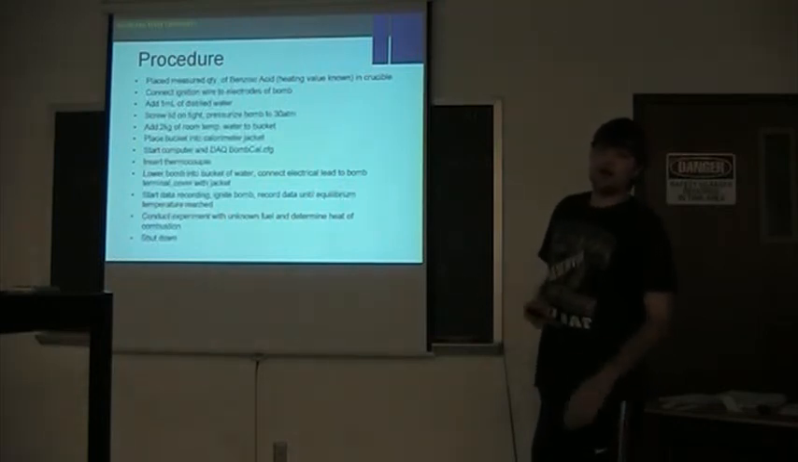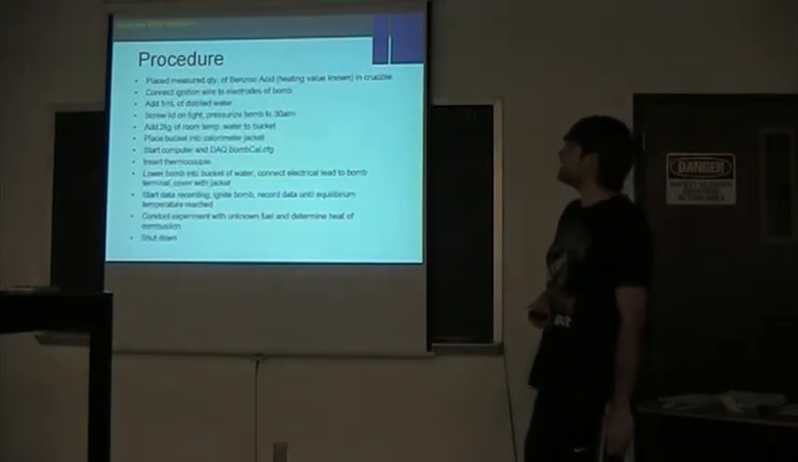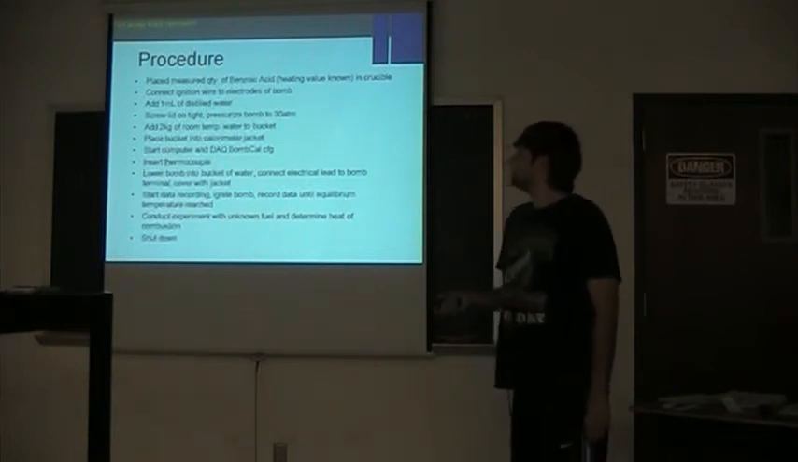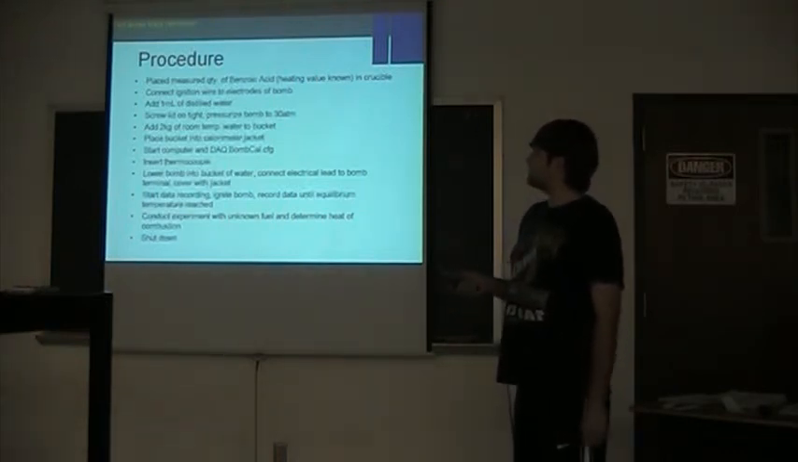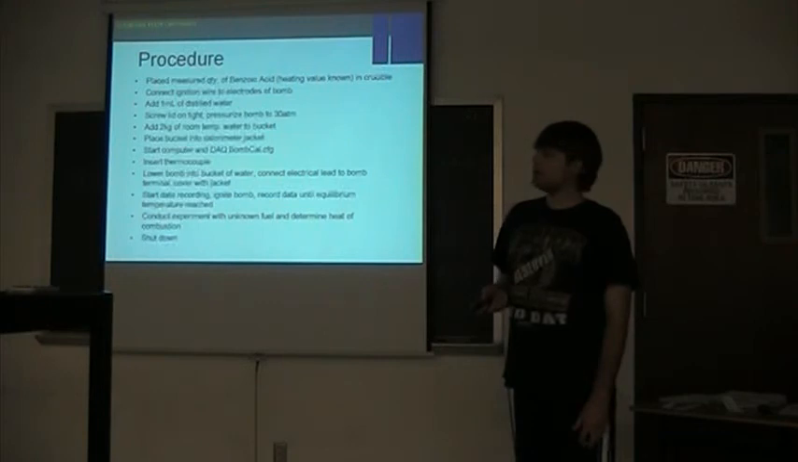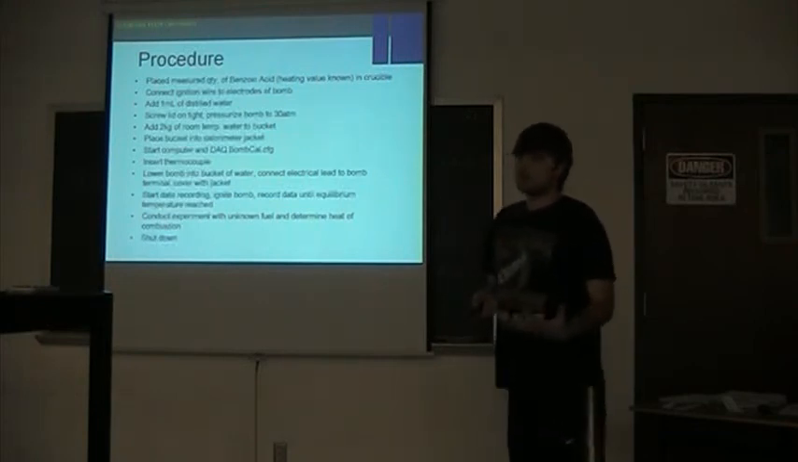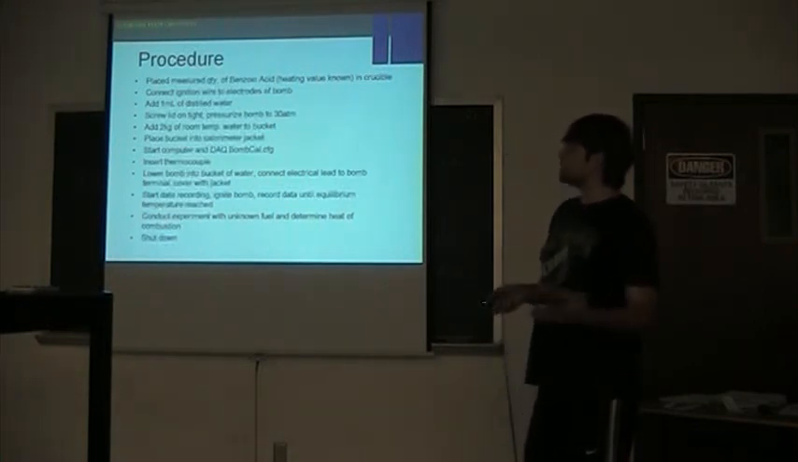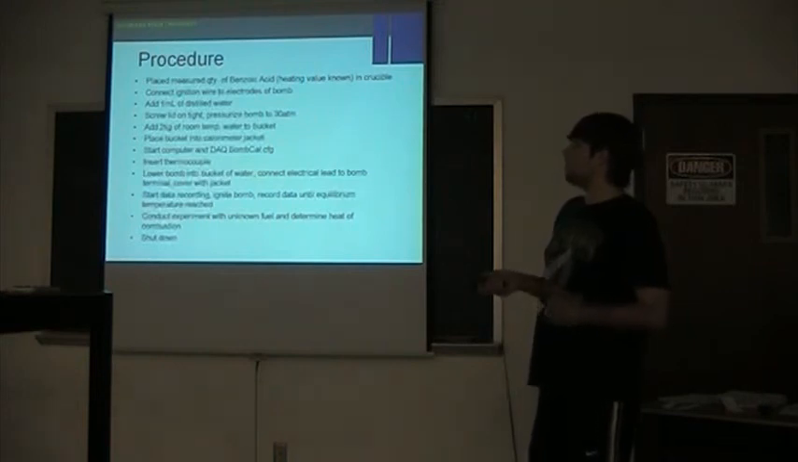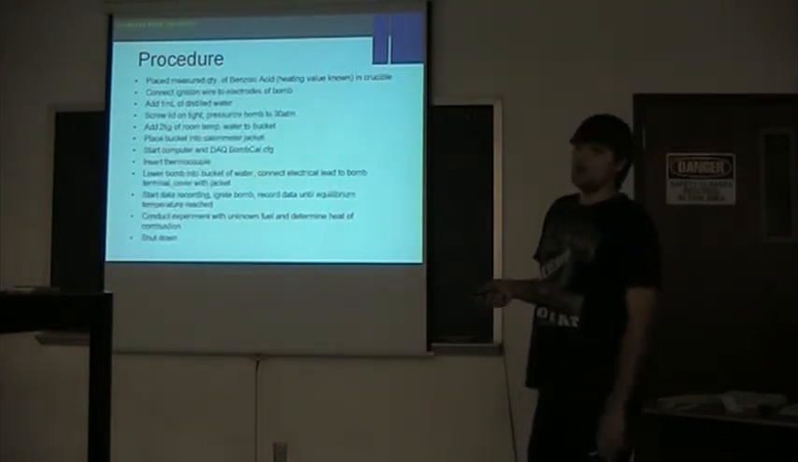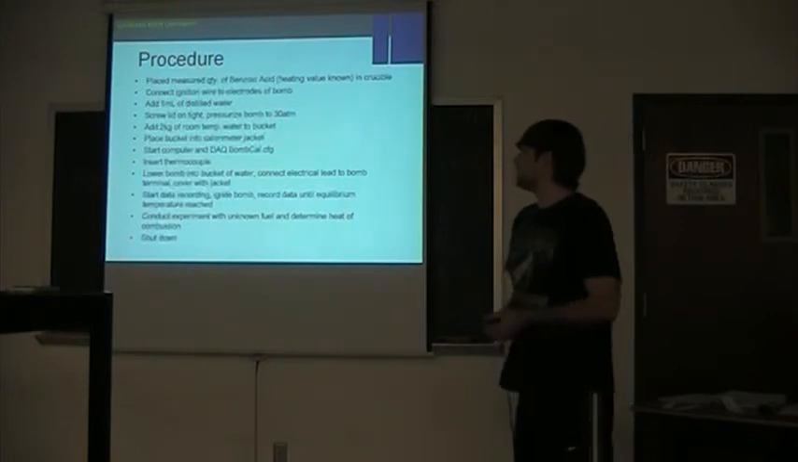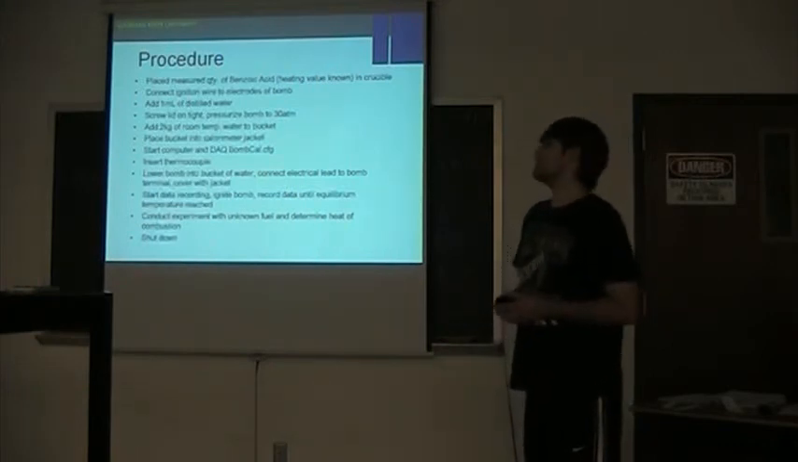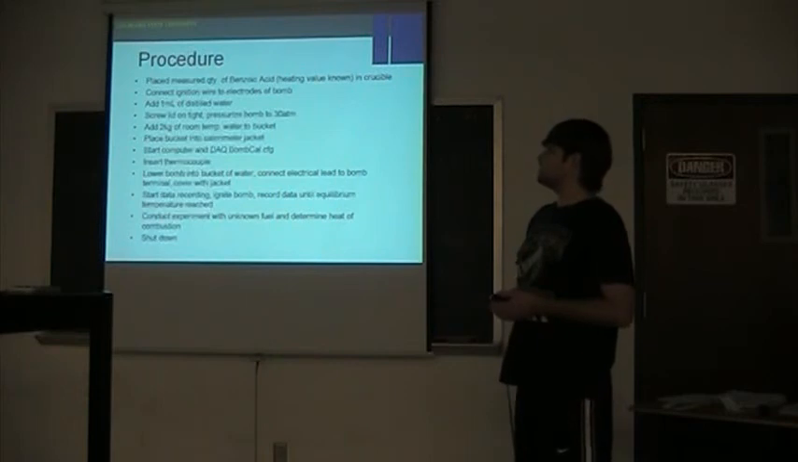Cut 10 centimeters of wire. Your fuel initially is the benzoic acid, which we know our heating value for. We place that in the bomb calorimeter. You connect all the ignition wires, you add some water. You want to screw your lid on. You don't want to overpressurize your bomb. You want to leave it at 30 atmospheres because it can be dangerous, it can explode.